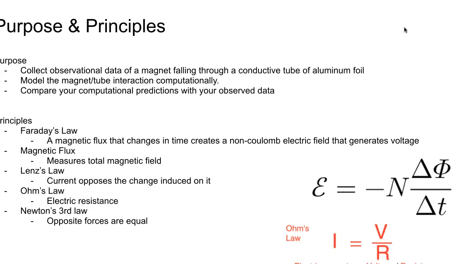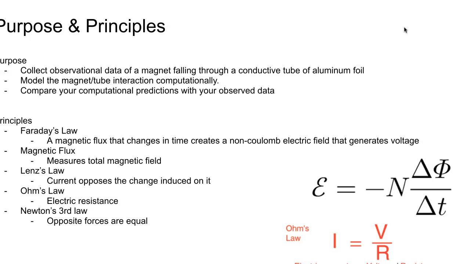This is lab 4, Faraday's law. The purpose of this lab is to collect observational data of a magnet falling through a conductive tube of aluminum foil. We're going to model the magnet and tube computationally and compare the computational predictions to the observed data.